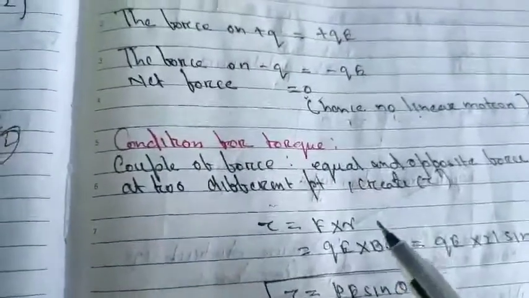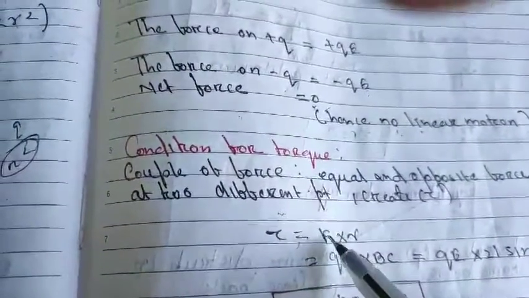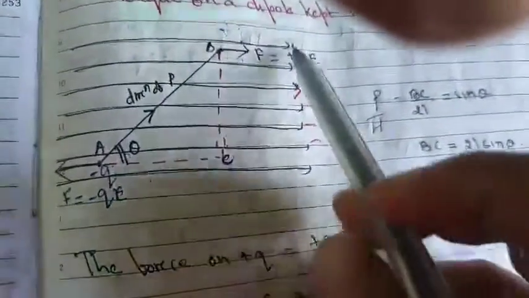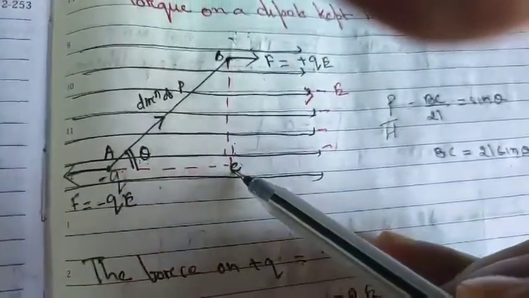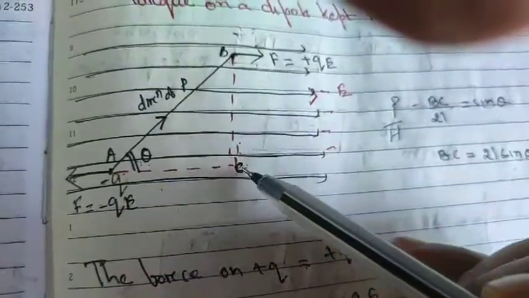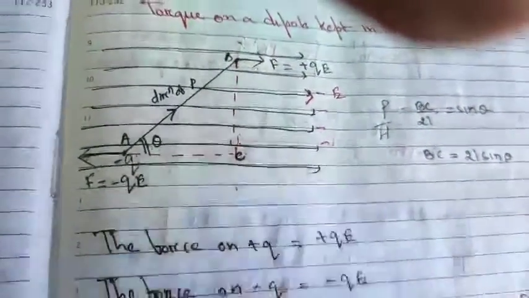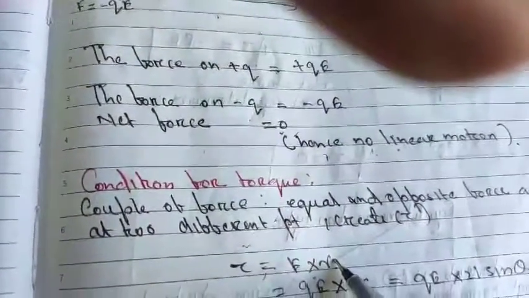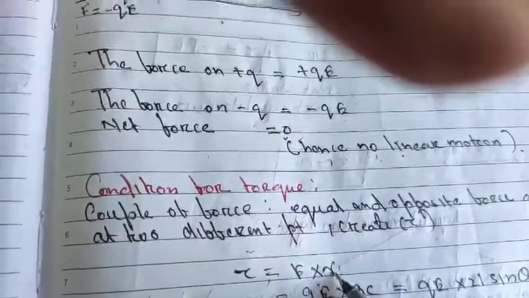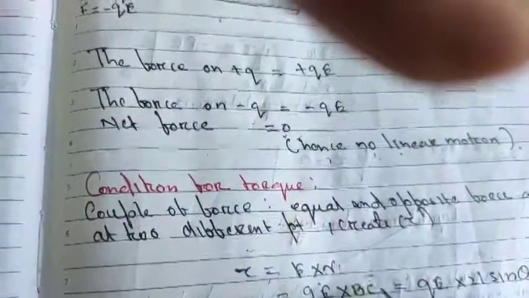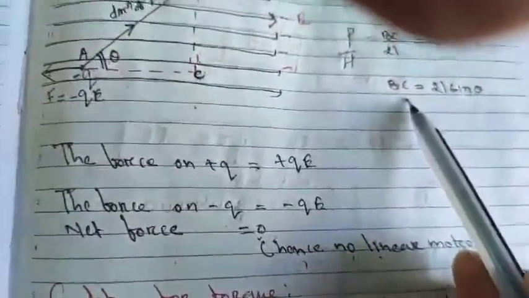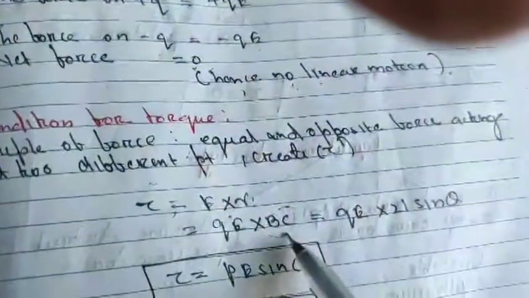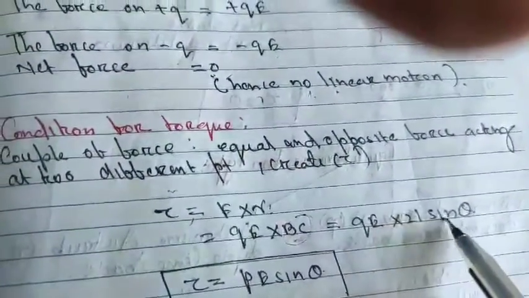So for the torque formula, simply we can write force into perpendicular distance. And what is your perpendicular distance, my dear? The perpendicular distance is BC. So torque is equal to force into perpendicular distance, which I have represented as small r. The perpendicular distance is BC, and BC is 2L sine theta. So you will put 2L sine theta in place of BC.